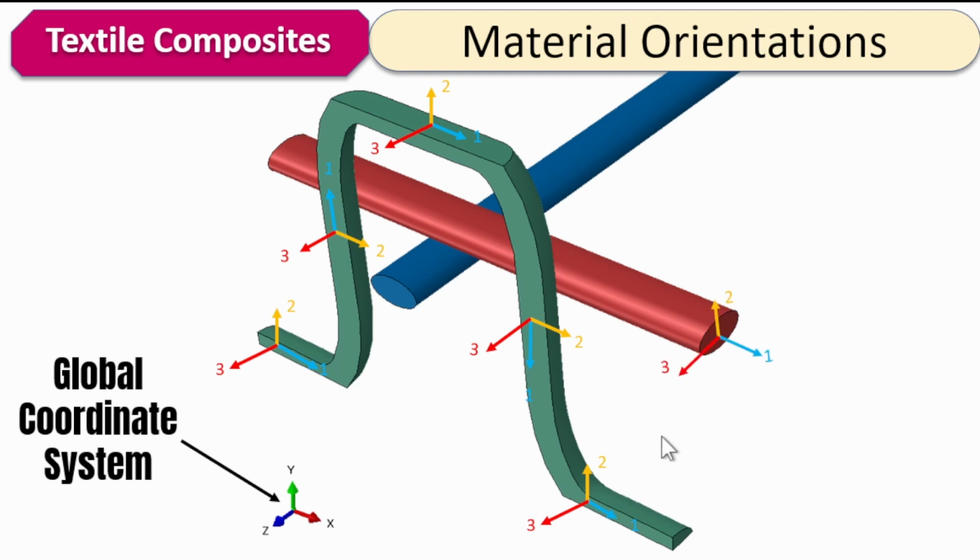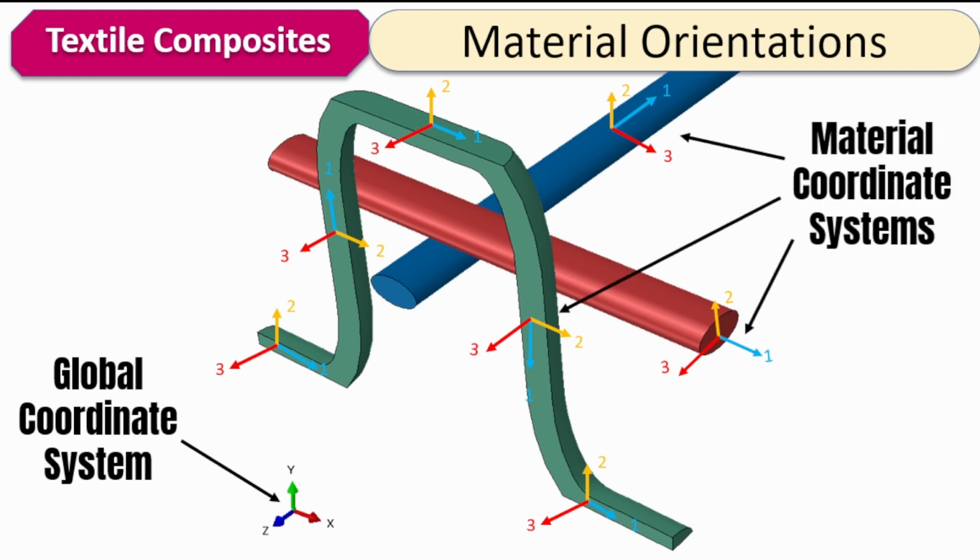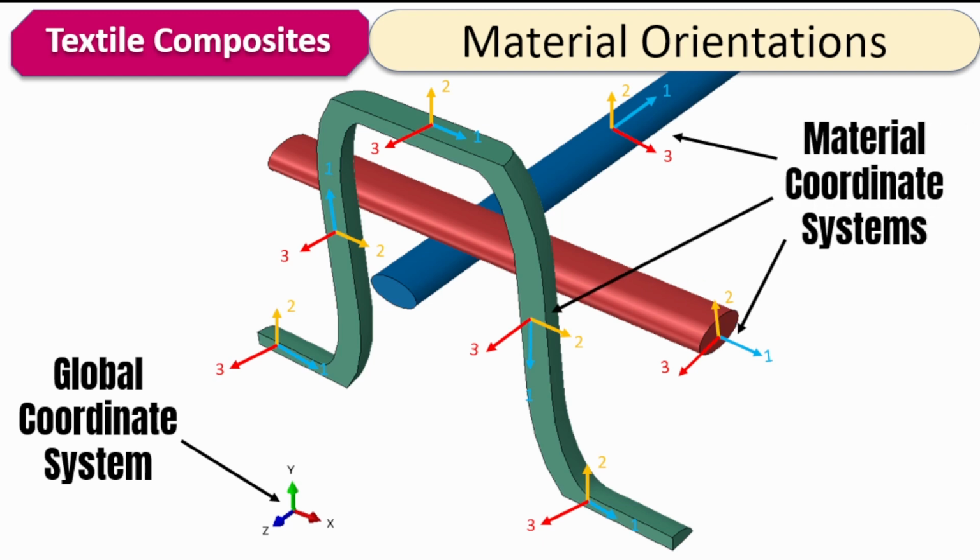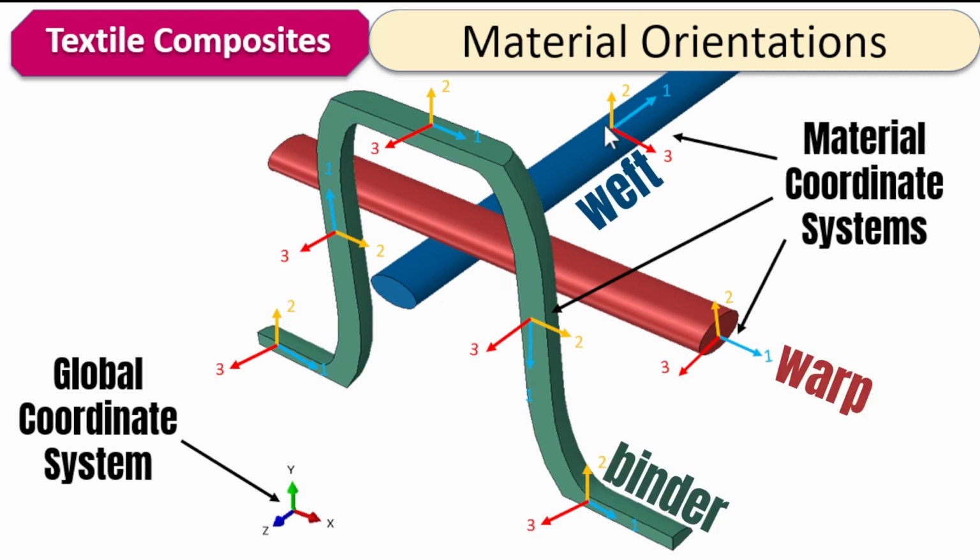We'll also need to recognize that there will be a different system for the weft, and another one for the warp. All these need to have their individual specification, and this is what we're going to be doing here. So you end up having a set of material coordinate systems, one for the binder, another for the weft, and the other one for the warp system. That's really what we need to specify if we are working with a textile composite.